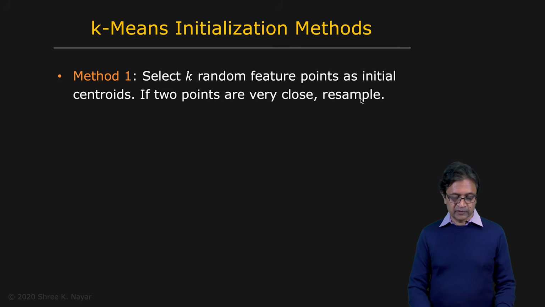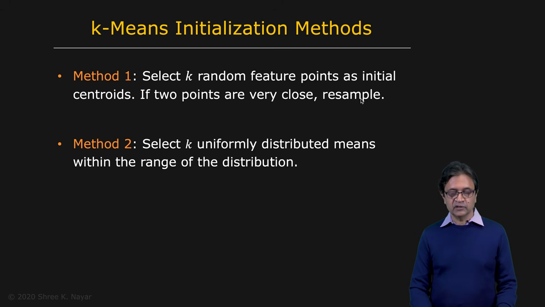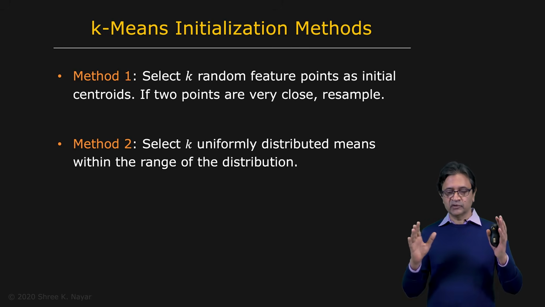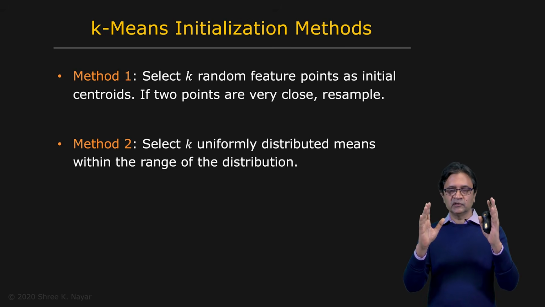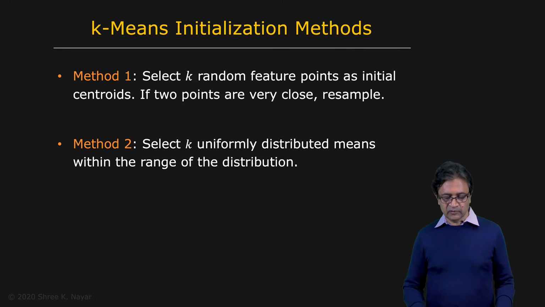That is, you resample. The second method is to select k uniformly distributed means within your feature space, within the range of your distribution. So let's say you have your feature space and you have a bounding box around your distribution. You can uniformly sample your k points from in there.